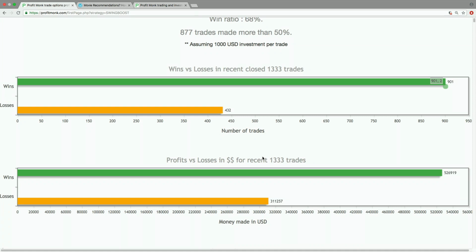So, let's turn this into dollars a little bit. All these 900 trades that you won, you make $526,000, which is this graph. And all those 400 trades that you lost on, you lost $311,000. So whatever is the difference is what you came out ahead by over the last 1.5 years.